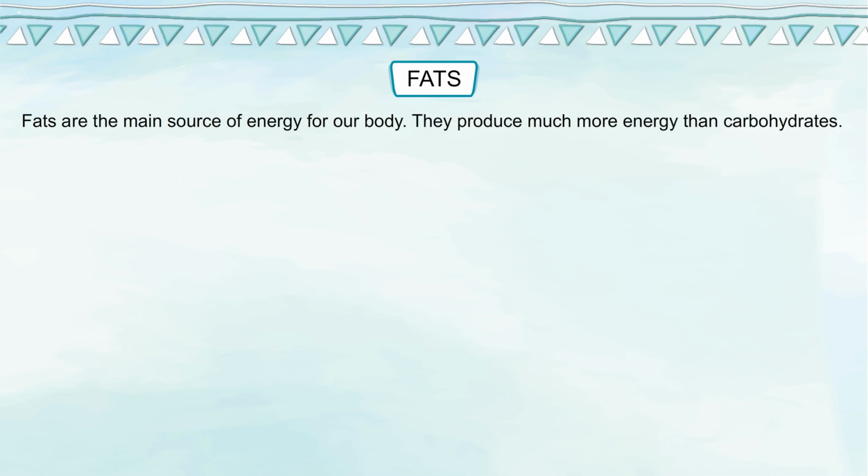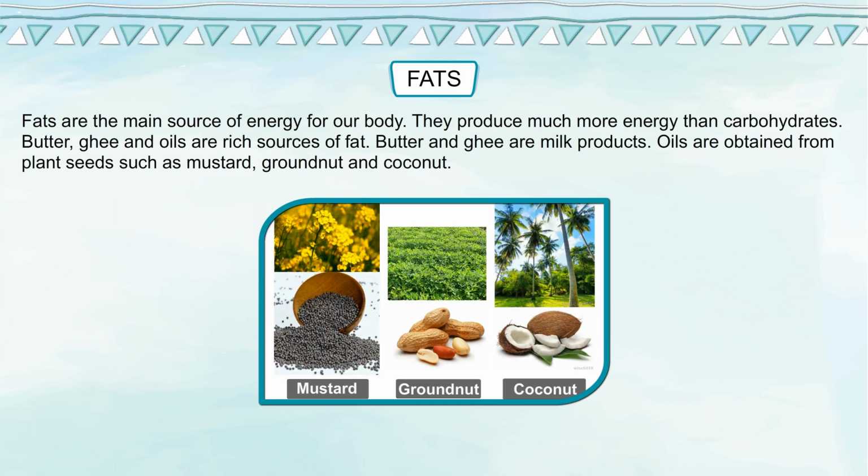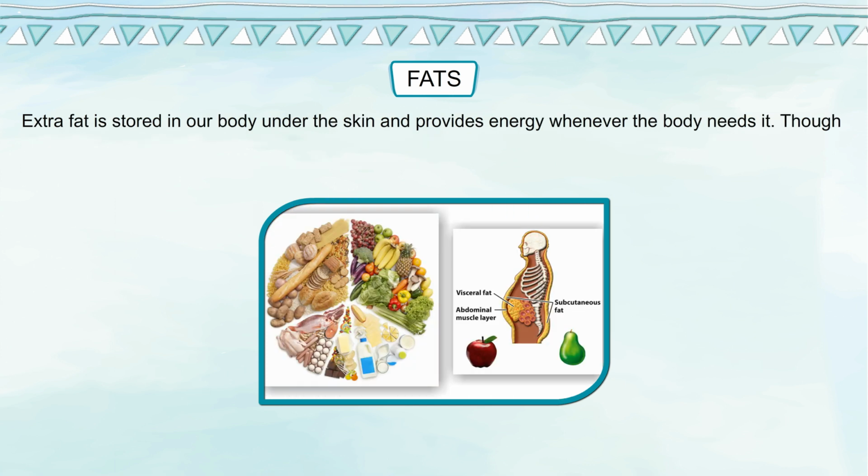Fats. Fats are the main source of energy for our body. They produce much more energy than carbohydrates. Butter, ghee, and oils are rich sources of fat. Butter and ghee are milk products. Oils are obtained from plant seeds such as mustard, groundnut, and coconut.